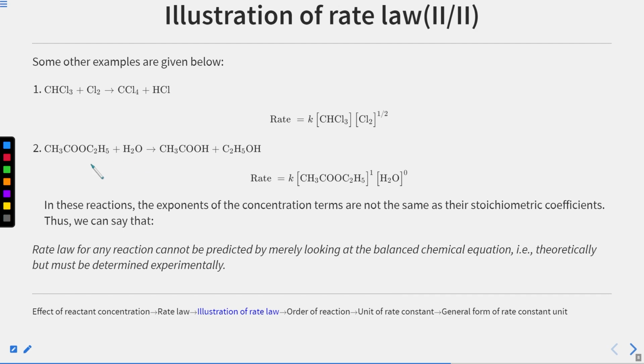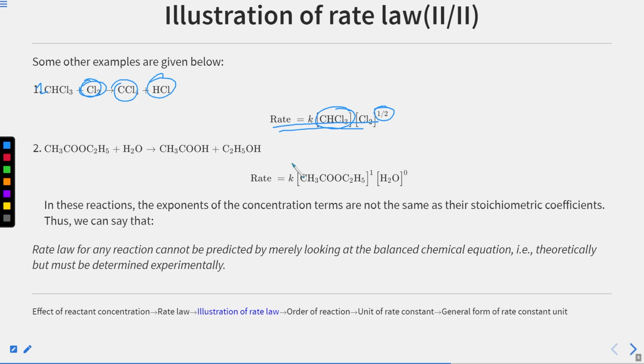The first is the reaction of chloroform with chlorine to give carbon tetrachloride and HCl. For this, experimental data says that the rate is proportional to the concentration of chloroform to the power 1, and chlorine raised to the power 1 by 2. So we have the power 1 here. But Cl2 has the power of 1 by 2, while the coefficient is 1, it is not 1 by 2. So that would suggest that in this case, the stoichiometric coefficient is not equal to the power.